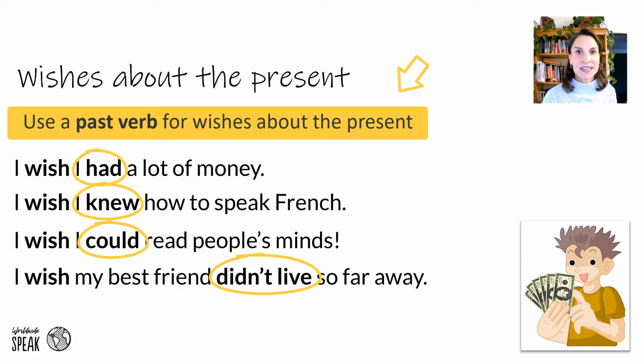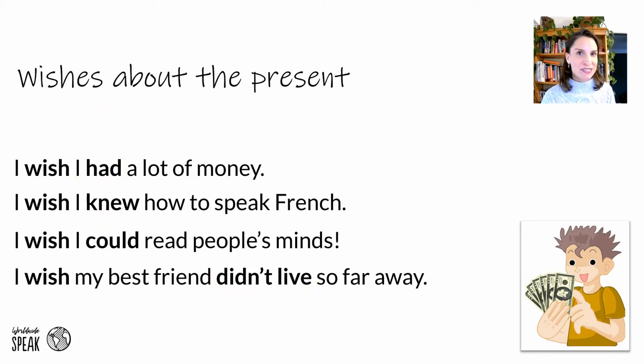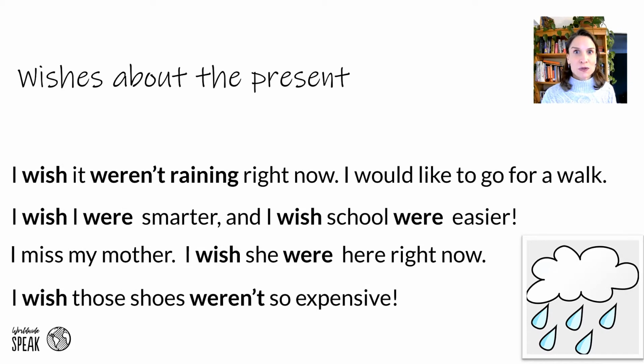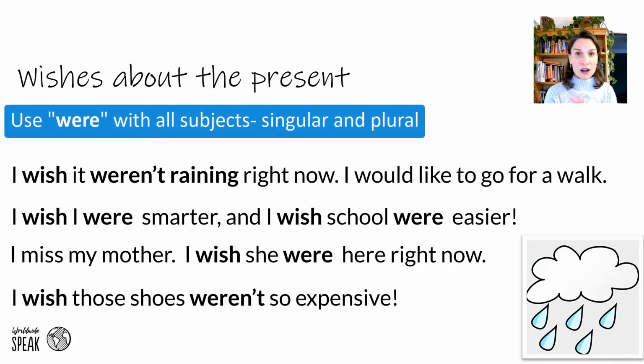Here's another tricky thing about wishes about the present and the grammar: the word were. Notice this in the first sentence. I wish it weren't raining. This might seem a little strange to you because normally we will say it wasn't. But with wish, we are going to use were or weren't with all of the forms. I, you, he, she, it, we, they, you, plural. We are always going to use were. And this is a special construction that really happens when we use wish.